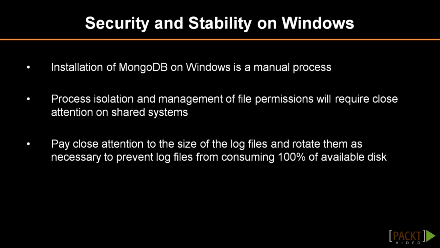In this manual install, we've skipped a number of details that will be important for production deployments. Installation of MongoDB on Windows is always a manual process. For production deployments, it's important to isolate the processes and manage the permissions of the files in order to keep the system secure and stable. It's also important that you pay close attention to the size of the log files and rotate them as necessary to prevent log files from consuming 100% of available disk.